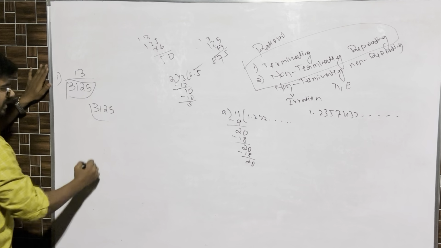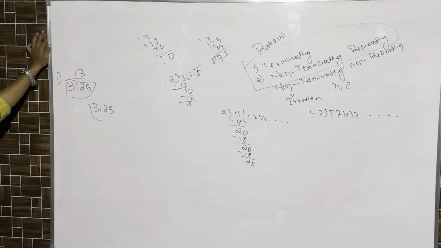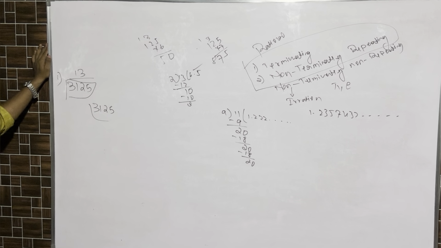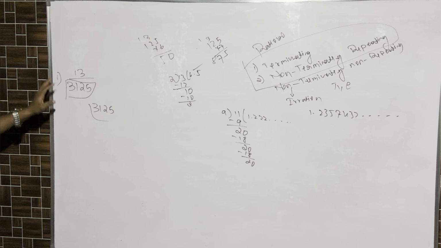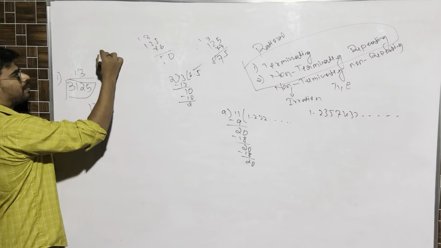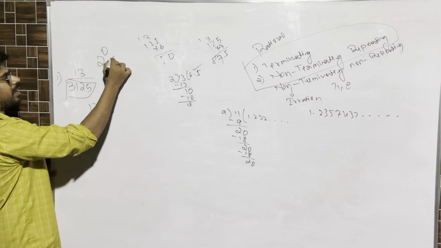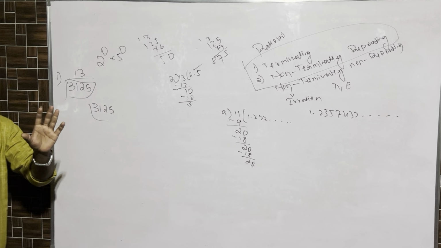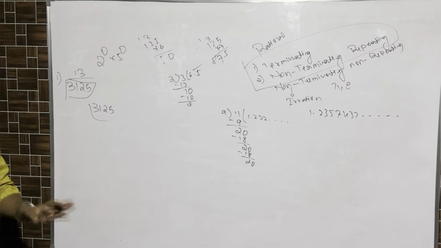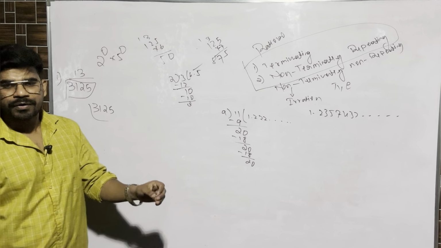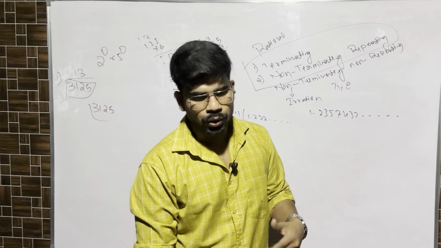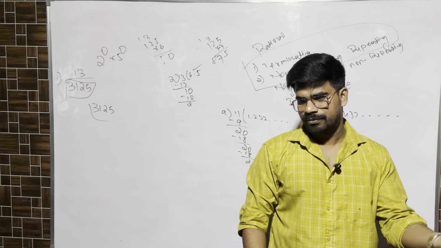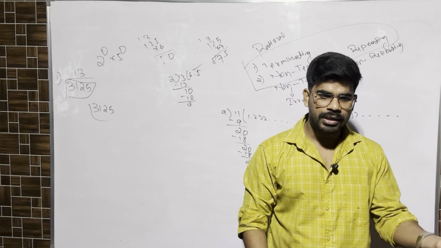3125 का prime factors निकालेगा, and the prime factors should be in the form of 2 power m into 5 power n. Prime factors should be 2 power something, 2 कितने बार repeat हो रहा, 5 is repeating a certain number of times. It should only be 2 and 5. In that case only it is terminating. Apart from 2 and 5, if any other number came, like 2 came, 5 came, along with that 7 came, then it is not terminating.